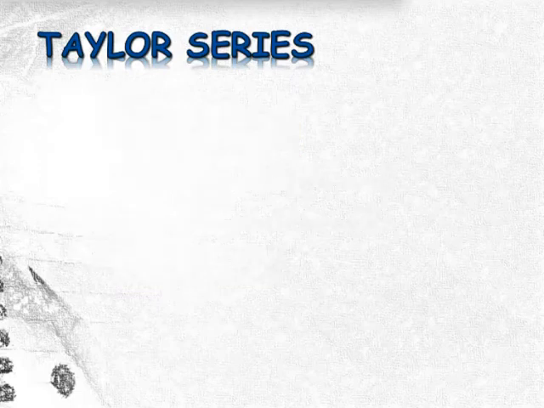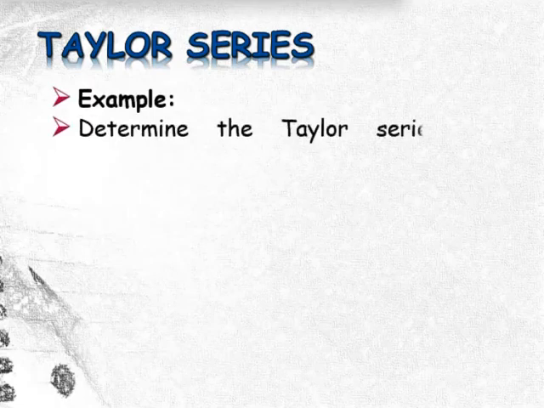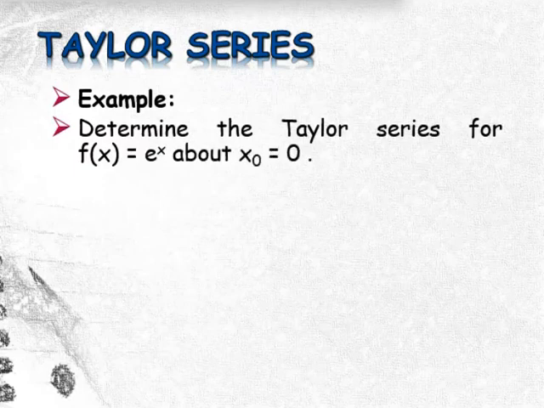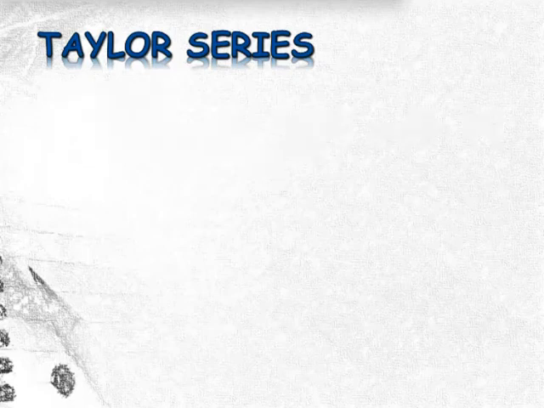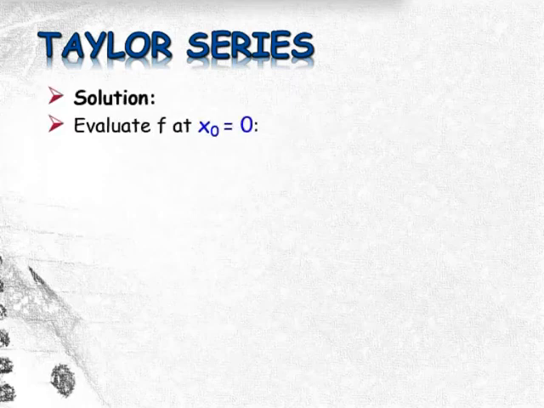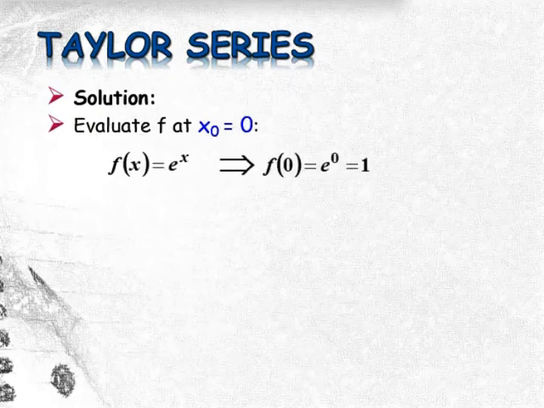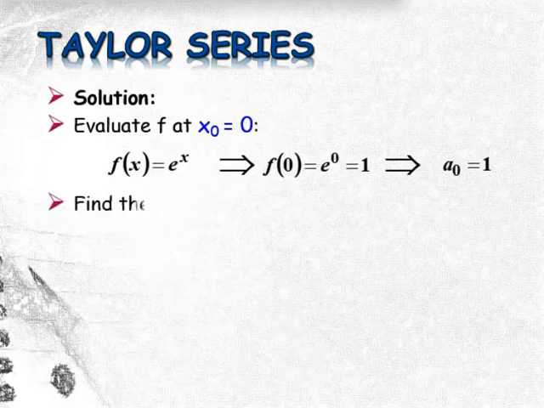Now, let us express an exponential function in series form. Determine the Taylor series for f of x equals e raised to x about x sub 0 equals 0. For our solution, let us evaluate the function and the derivative at x sub 0 equals 0. So, f of x equals e to the x implies that f of 0 equals e raised to 0, or simply equal to 1. That means our a sub 0 is 1 over 0 factorial, or 1.